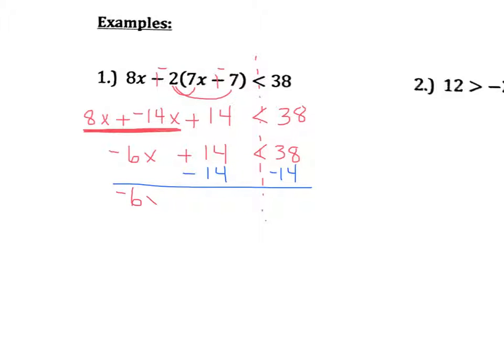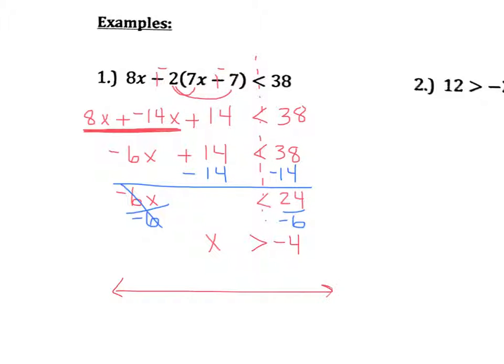Bring down my negative 6x. The 14 take away 14 turns into 0. Bring down the is less than, and then 38 minus 14 is 24. Divide by negative 6 on both sides. That cancels. I'll have x, but wait. Since I divided both sides by a negative, just learned yesterday that when you divide both sides by a negative, you have to take that inequality symbol and flip it. So instead of is less than, it turns into is greater than. And then 24 divided by negative 6 is negative 4.